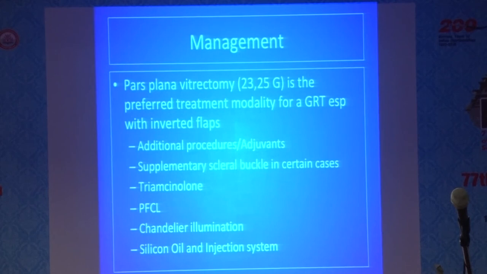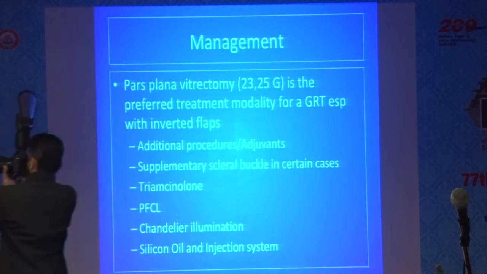In management, pars plana vitrectomy, in today's era with either a 23 or 25 gauge, is the preferred treatment modality for a giant retinal tear, especially those with inverted flaps. In case there are no inverted flaps and the PVR is not much, there may be some of them that may work with a primary buckle alone. But once you have an inverted flap, we have to go in and do a pars plana vitrectomy.